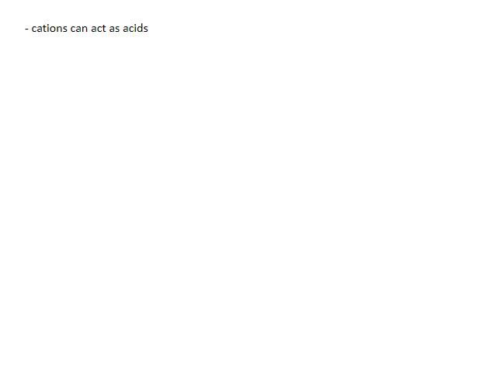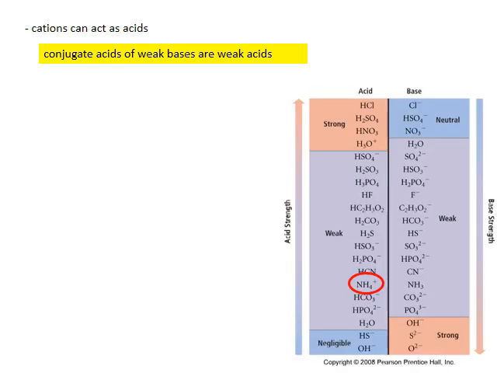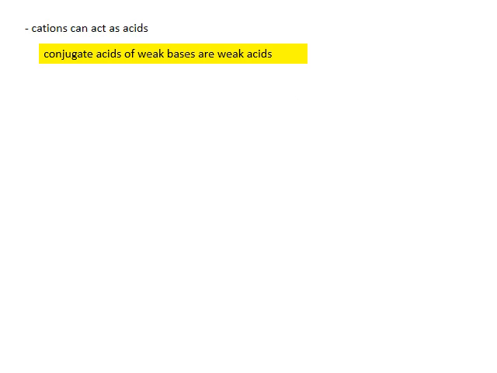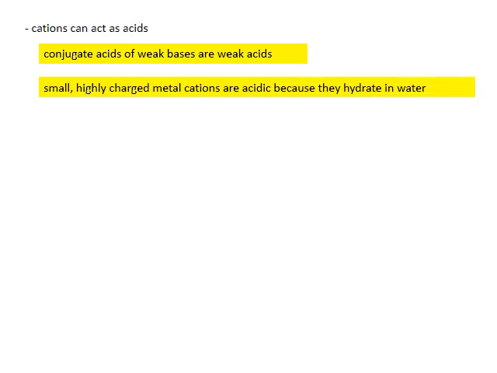Cations can act as acids. There are two kinds of cations that we need to consider. First of all, the conjugate acids of weak bases can act as acids. For example, the ammonium ion is an acid because it is the conjugate acid of the weak base ammonia. Small, highly charged metal cations can also act as acids. For example, the aluminum 3+ cation.